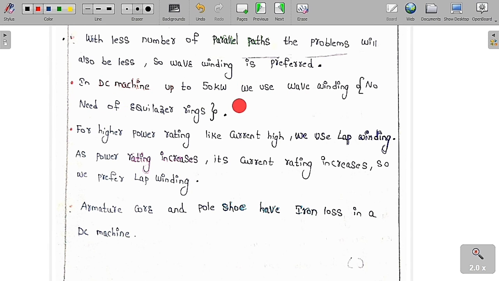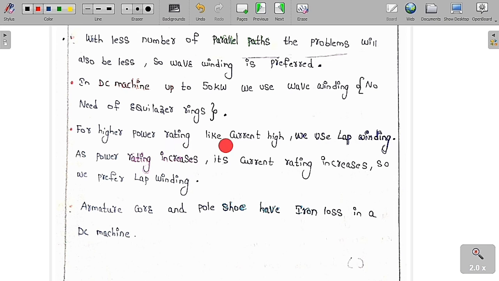In DC machines up to 50 kilowatt, we use wave winding, with no need of equalizer rings. I have already told you that for lower rating machines we use the wave winding because it has fewer parallel paths, so fewer problems are associated. Equalizer rings are associated only with lap winding, not with wave winding, so no extra equalizer rings are needed.